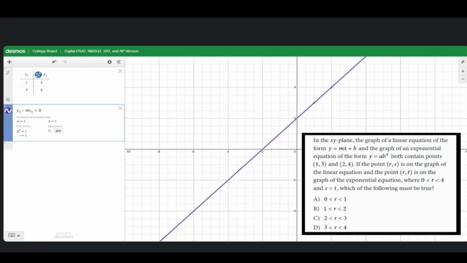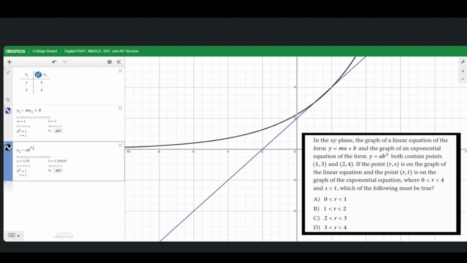All right, you have an equation here, as well as the line. But I also want the exponential regression, right? So I'm going to again type in y1, squiggle, ab raised to x1. And there you go. I have my exponential regression. Both are interacting somewhere.